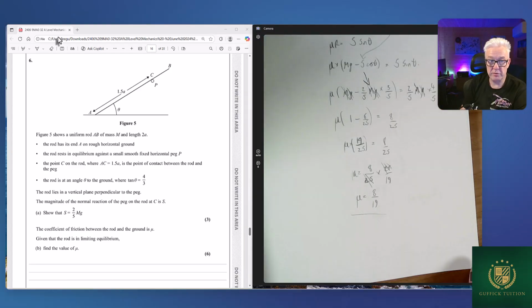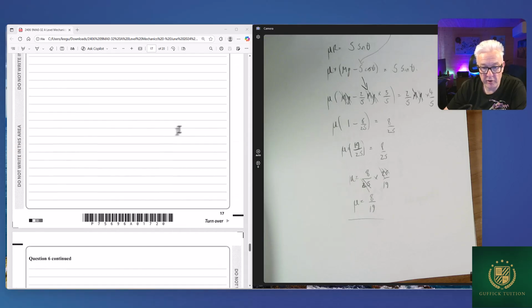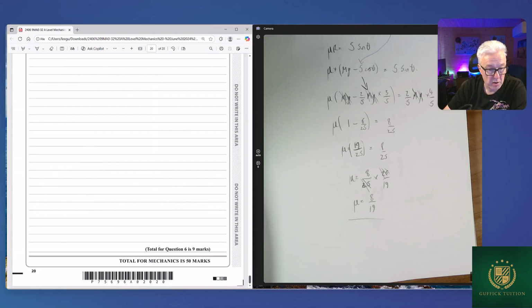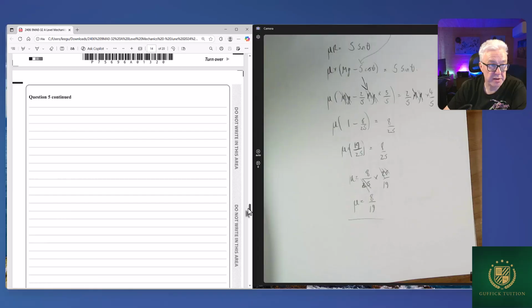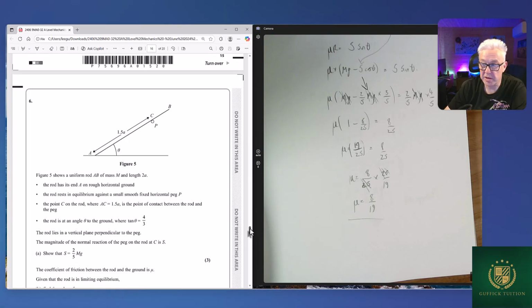I think that was really quite nice. I think that, to be fair, that whole Mechanics 2024 paper was very, very nice. And so was the statistics. So quite nice applied papers, in my opinion, for 2024.